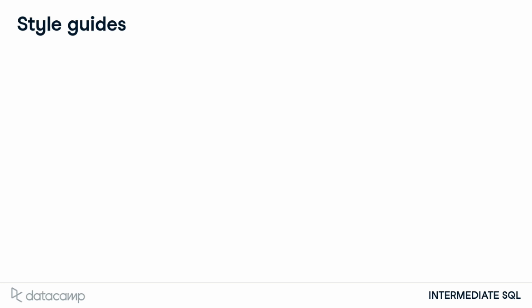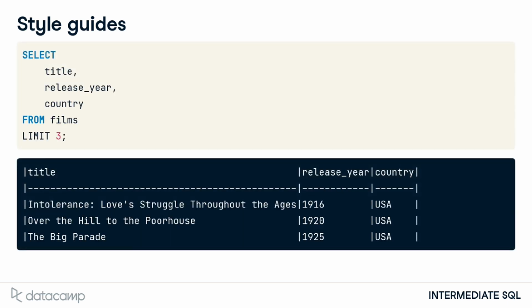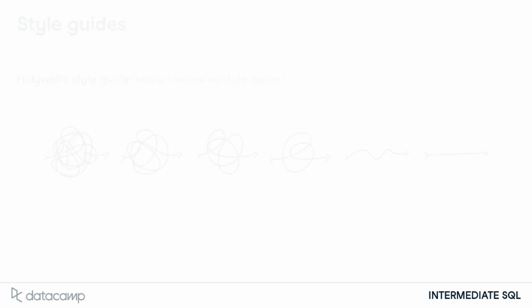While keyword capitalization and new lines are standard practice, many of the finer details of SQL styles are not. For instance, some SQL users prefer to create a new line and indent each selected field when a query selects multiple fields, as the query on this slide does.